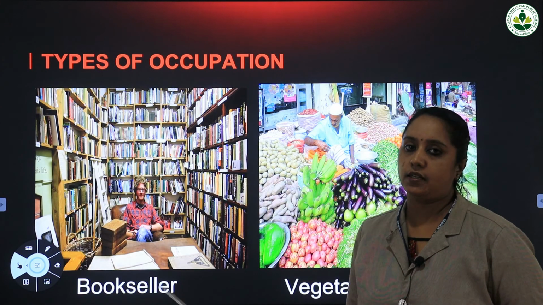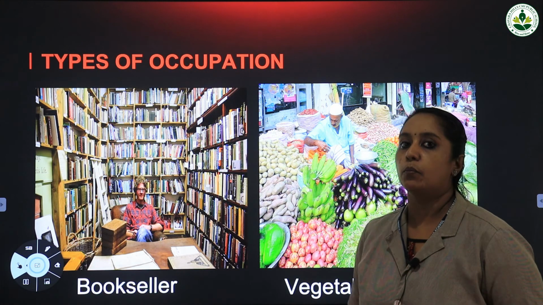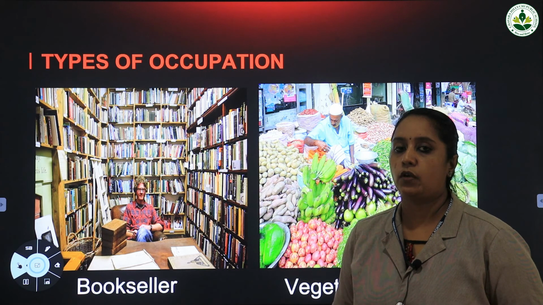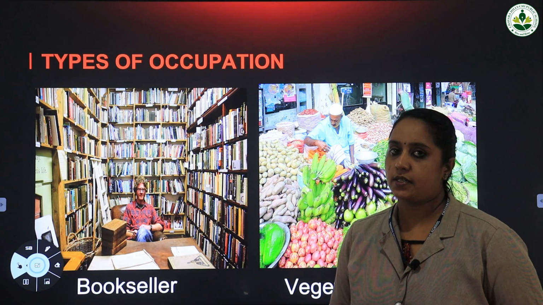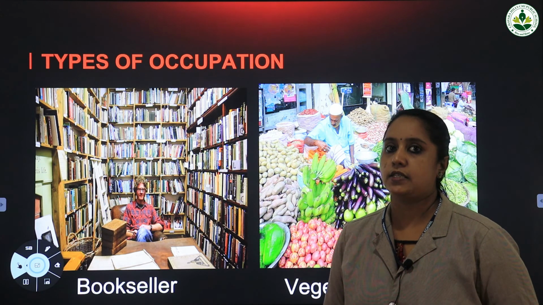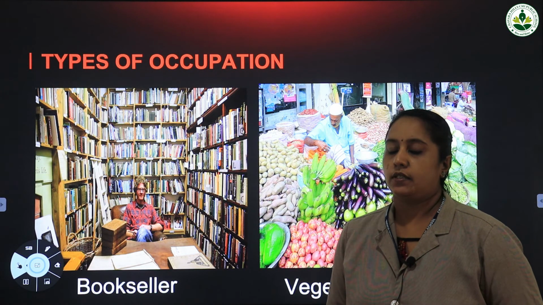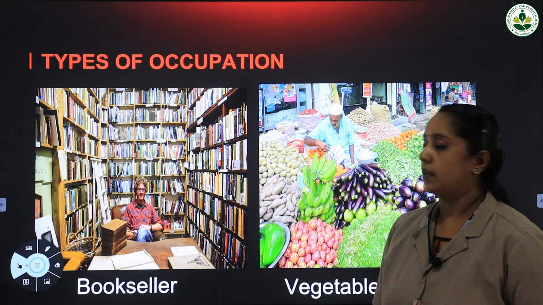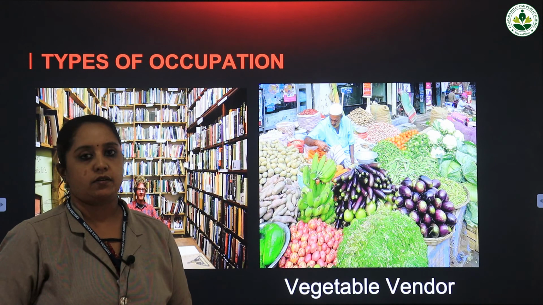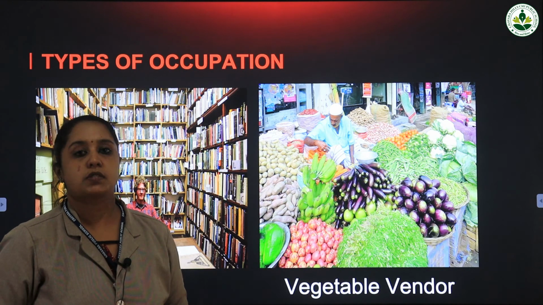Now what can you see here? You can see a person selling different kinds of books. So he is the bookseller. A bookseller sells different types of books. So we go to bookshops for buying books, isn't it? There are a number of bookshops available. Have you heard the name DC Books? Then we have different national booksellers for selling books. Now in the last picture you can see a vegetable vendor who sells different types of vegetables. Even we can see fruit sellers also.